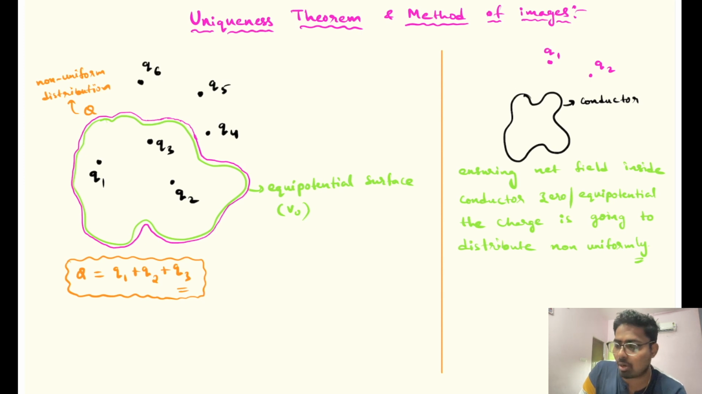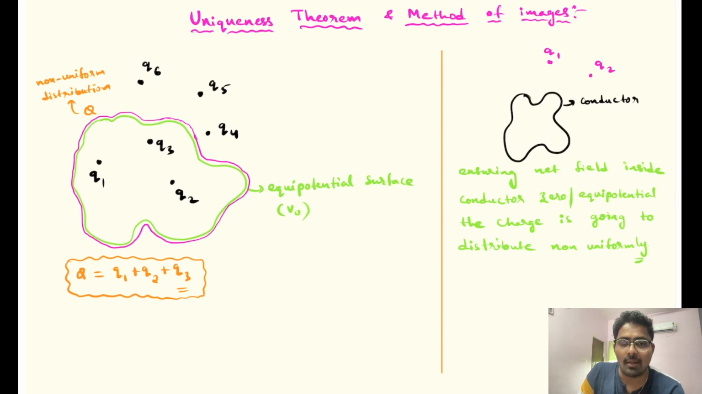For a ring or disc, whatever it is, it's completely a random object, a random conductor of random shape, and the charge distribution is also completely random. So due to this I cannot find the field over here. But what does this uniqueness theorem say?